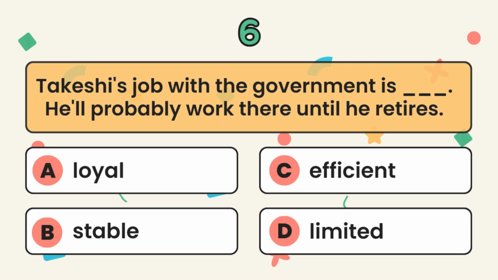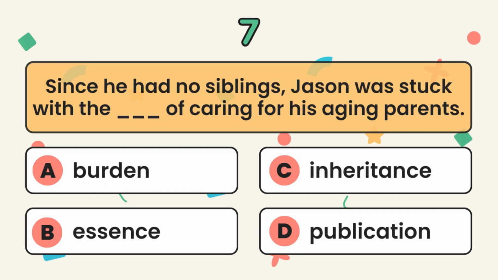And then next, number 7. Since he had no siblings, Jason was stuck with the blank of caring for his aging parents. What do you think the correct answer is for 7? The correct answer is letter A, which is burden. Since he had no siblings, Jason was stuck with the burden of caring for his aging parents. It became a burden because only Jason takes care of his parents until they grow old.